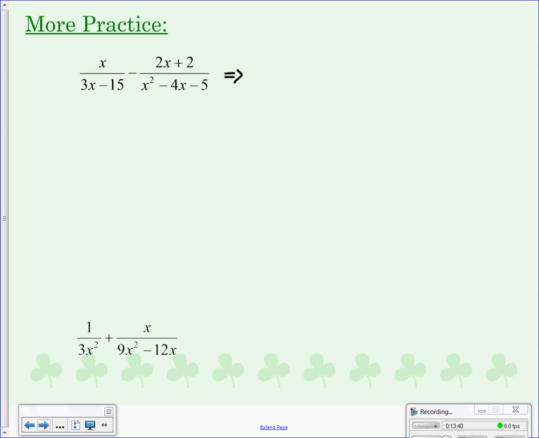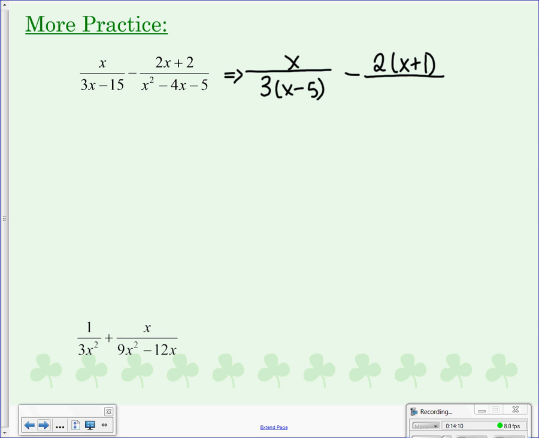So I'll start with my first numerator over there. I've got an x. Can't do anything with that. 3x minus 15. I'm going to factor out a 3. And I'm left with x minus 5. Now we'll look at our second numerator. I've got 2x plus 2. Is there a greatest common factor there? 2. And I'm left with an x plus 1.